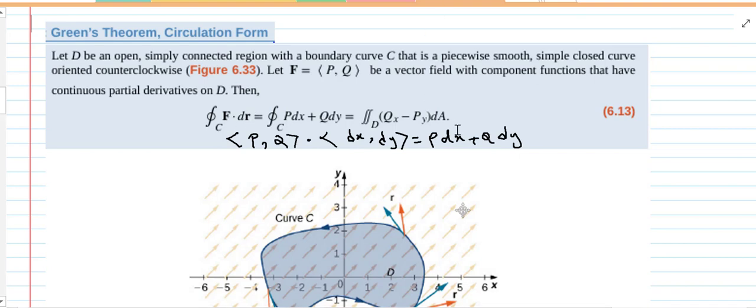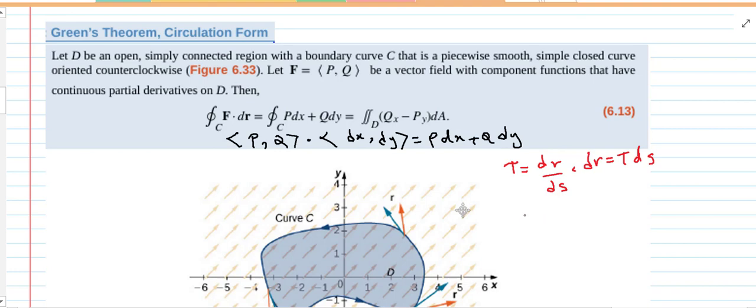We could write that this is equal to the integral of P dx plus Q dy, which we can present as the double integral over the region D of Qx minus Py dA. And here dr is actually T ds, because the tangent for every point is defined by dr over ds. So another form we can write is that dr is equal to T ds.